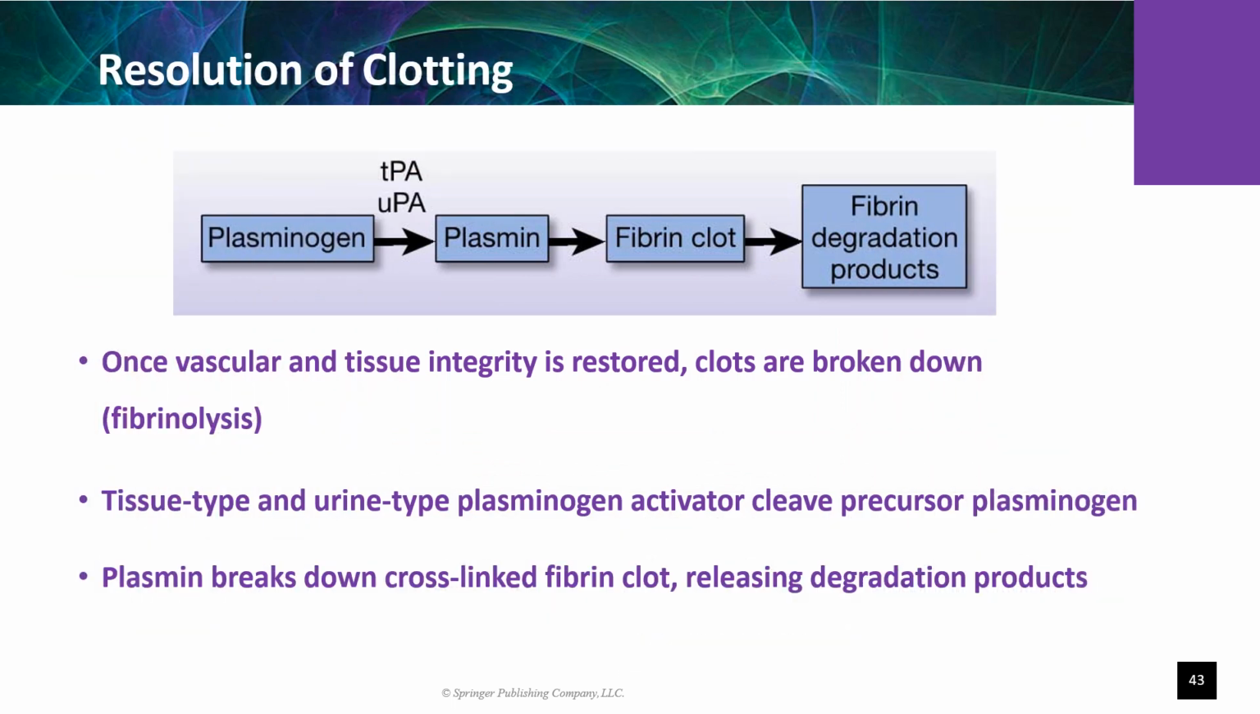The plasmin system is responsible for breaking down clots when healing has occurred. TPA and UPA cleave the protein plasminogen, in the circulation and bound in the clot, to release plasmin. Plasmin is an enzyme that breaks down cross-linked fibrin within the clot, dissolving the clot and releasing fibrin breakdown products such as D-dimer.